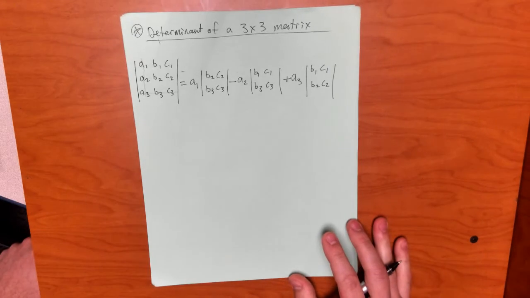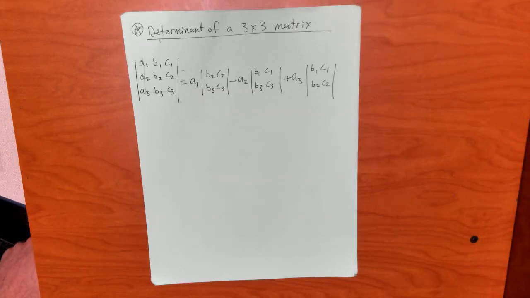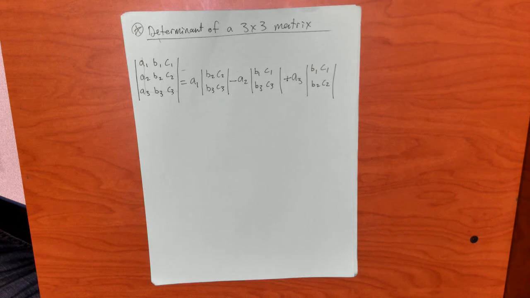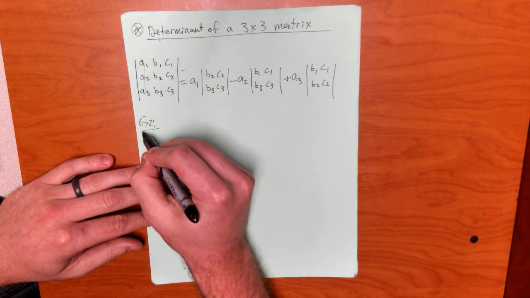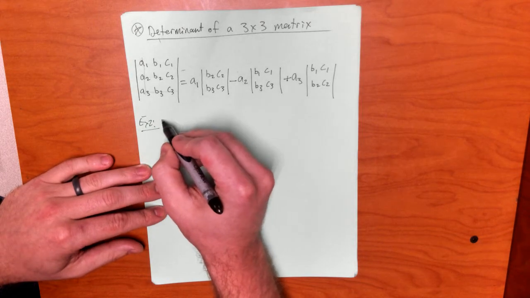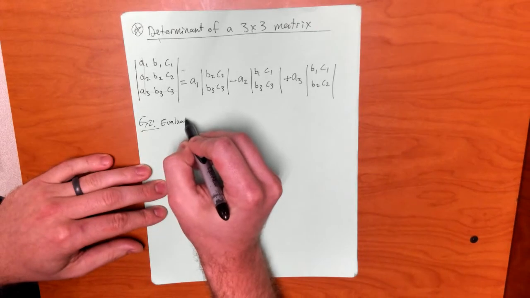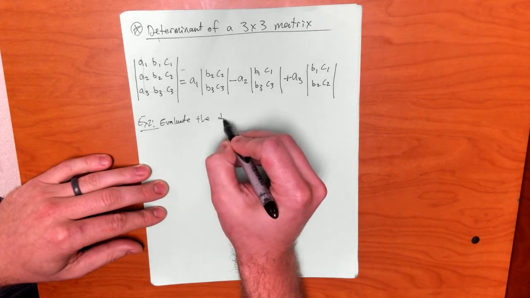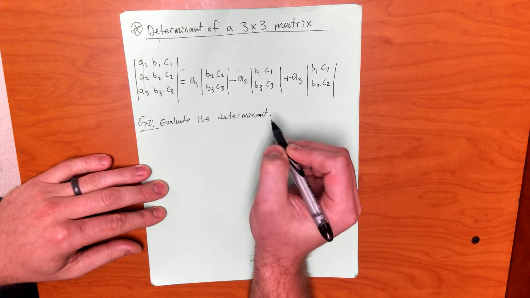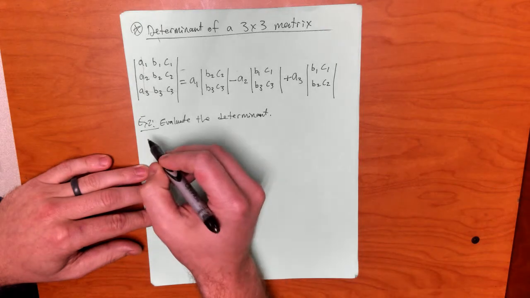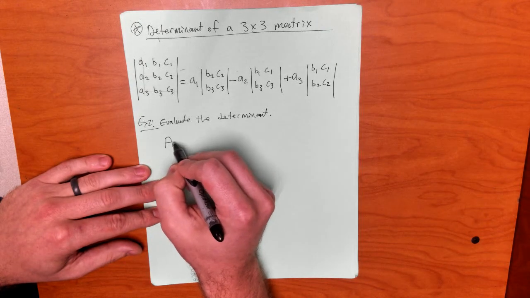Sorry for the blurriness going in and out. So it is new, it's long, but if you break it down into subsections like I did, these become somewhat easy. So example 2. Evaluate the determinant. And here is going to be our matrix A.